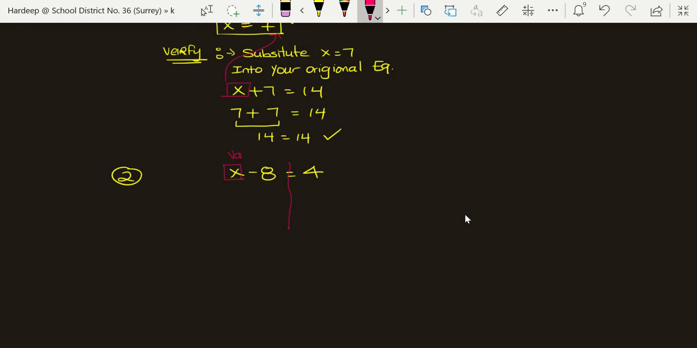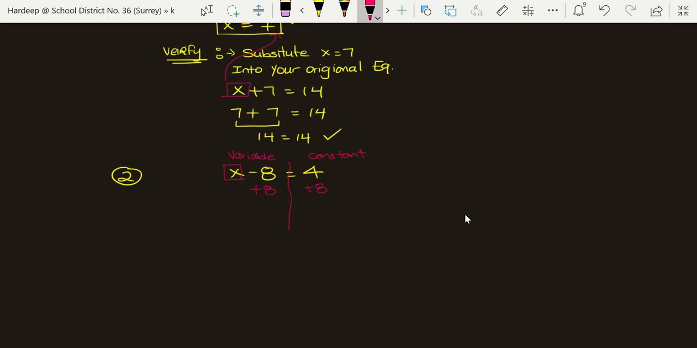On the left side I write the word variable, and on the right side of the equation I put the word constant. So they remember the constant goes on the right side, and the variable stays on the left side. Now what I'm going to do is add 8 to both sides.